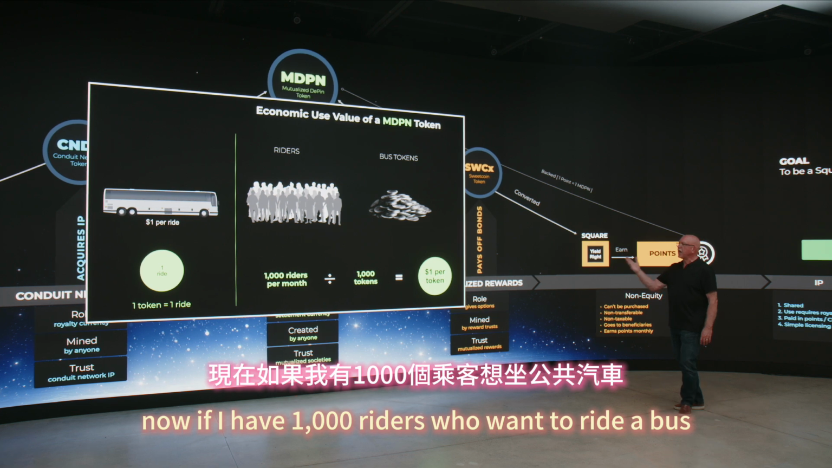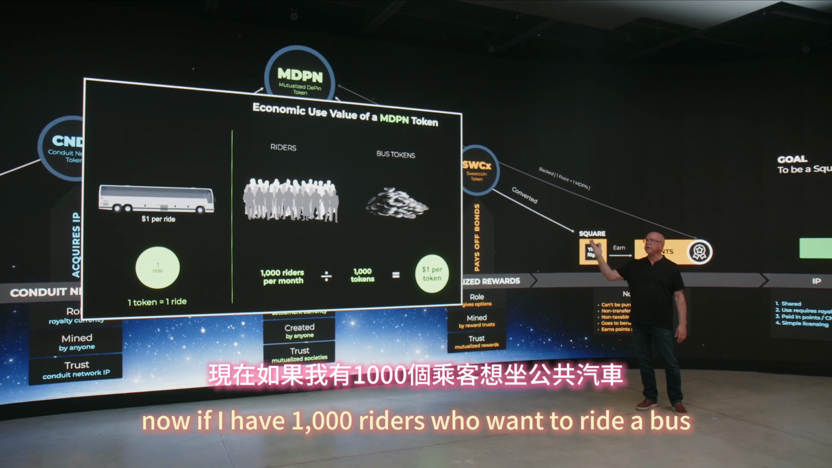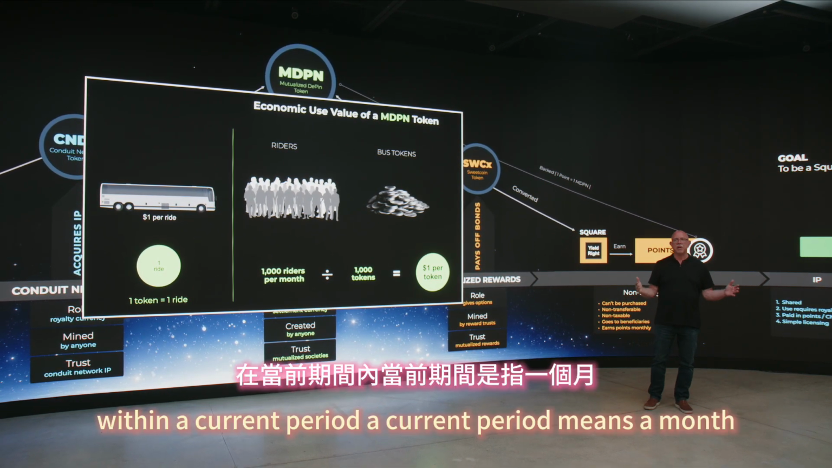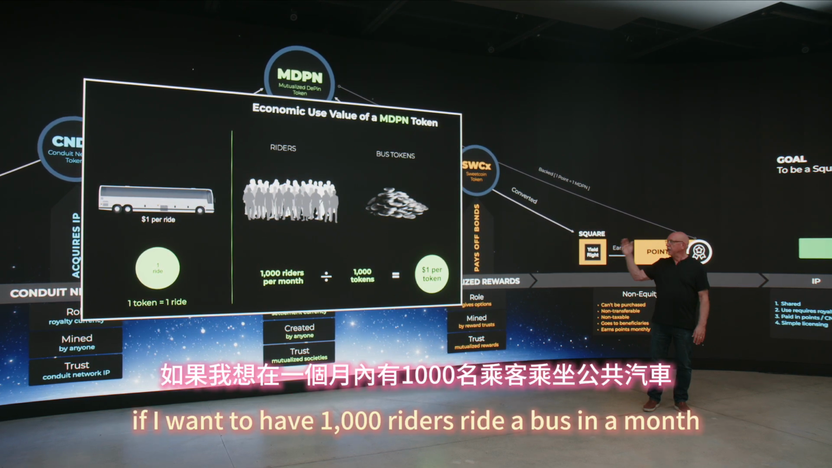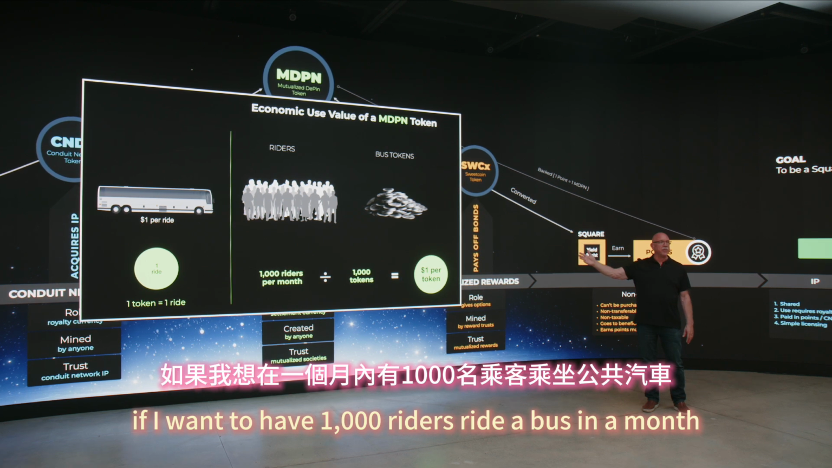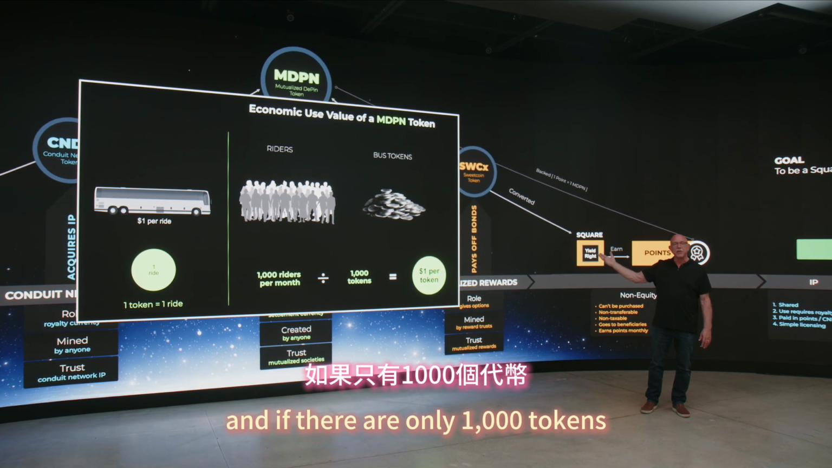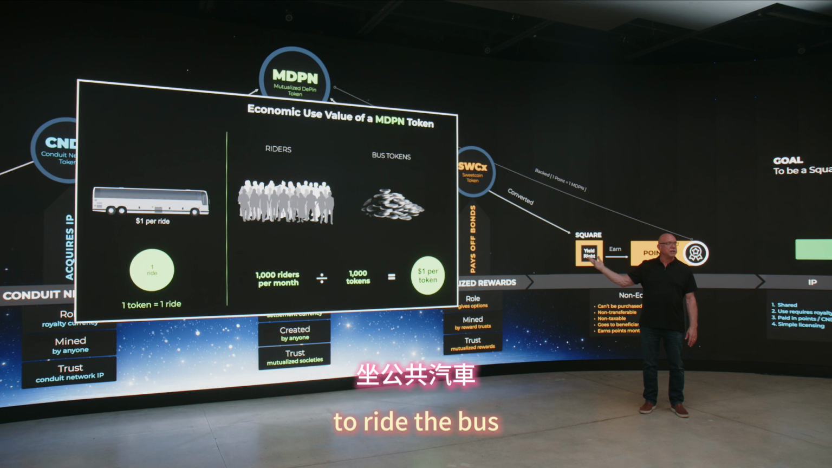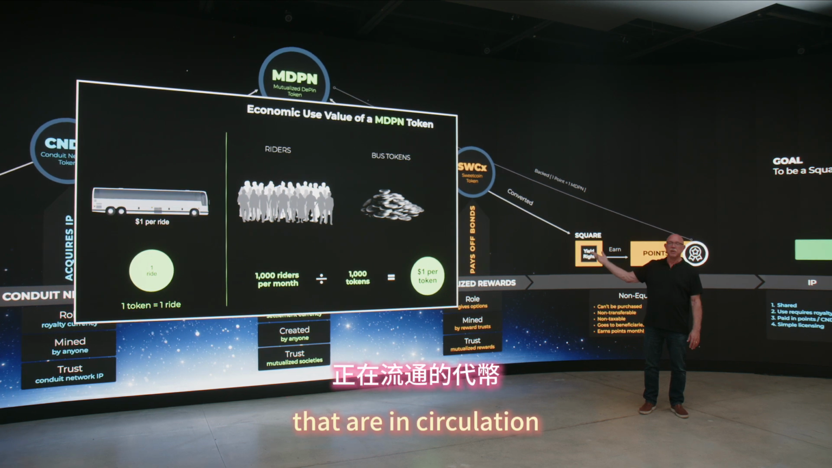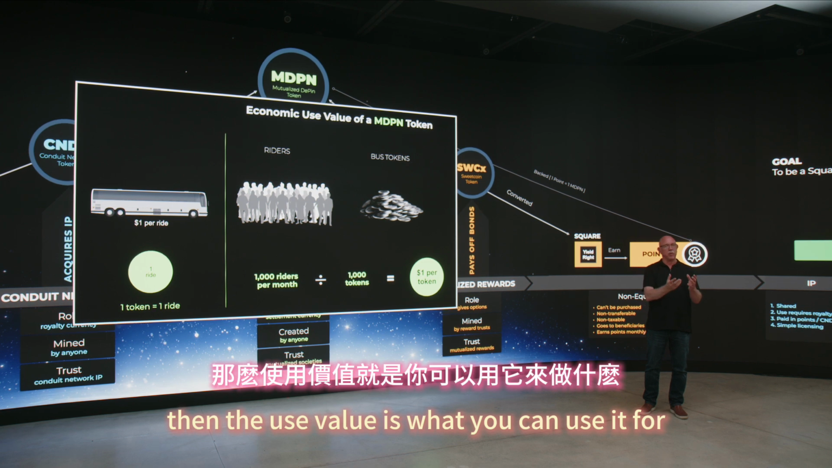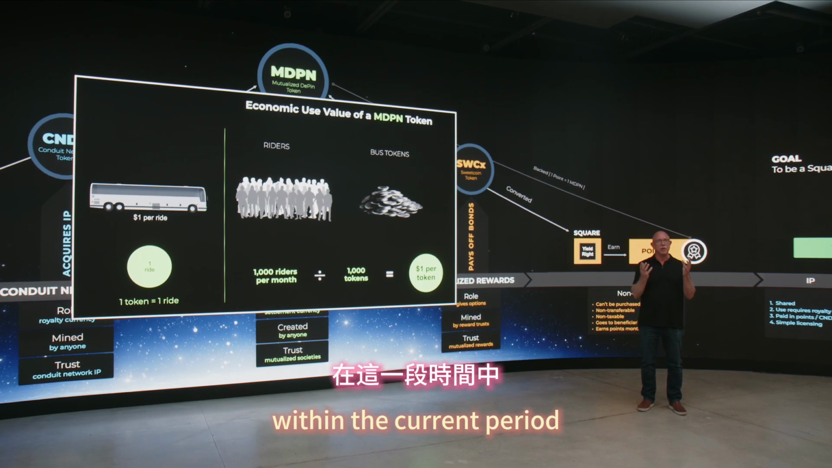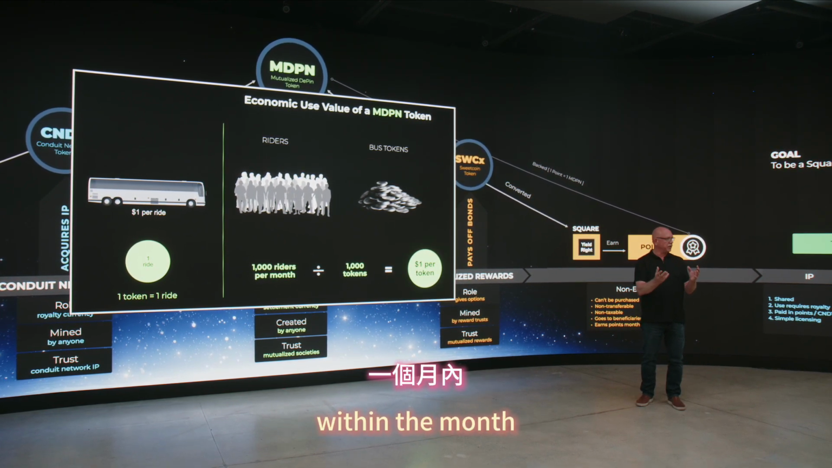Now, if I have 1,000 riders who want to ride a bus within a current period, meaning a month. If I want to have 1,000 riders ride a bus in a month, and if there are only 1,000 tokens to ride the bus in circulation, then the use value is what you can use it for within the current period, within the month.